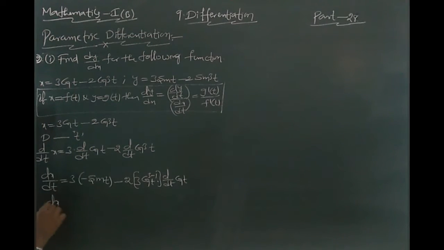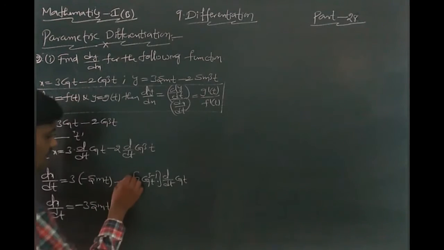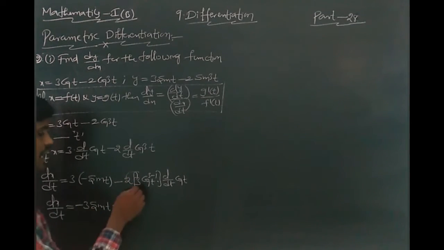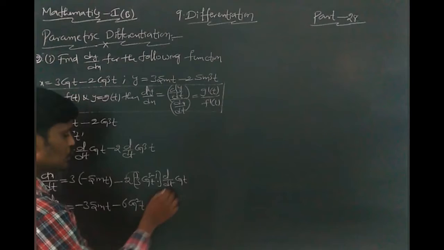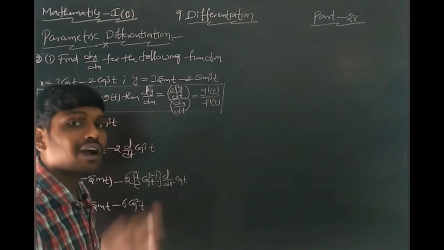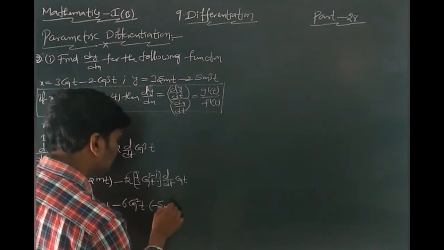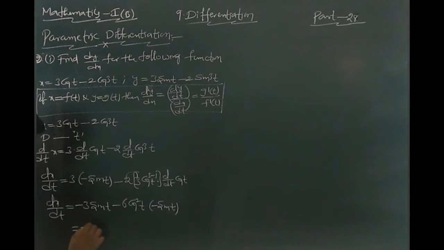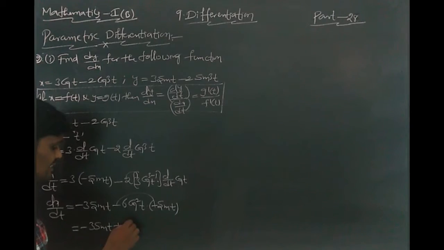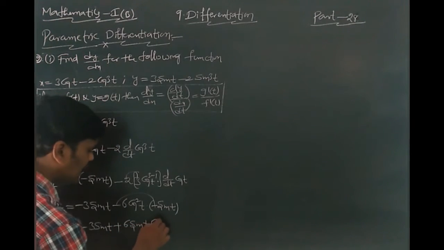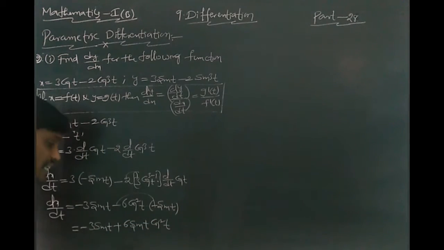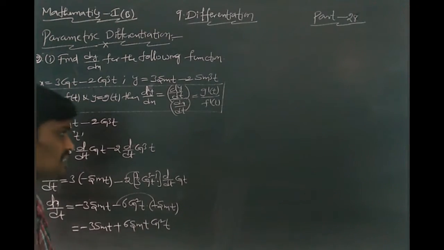After that, dx by dt equals minus 3 sin t minus 2 into 3, that is 6 cos square t into cos t derivative. What is the cos t derivative? Cos t derivative is minus sin t. After that, we can write minus 3 sin t, minus into minus plus 6 sin t into cos square t.